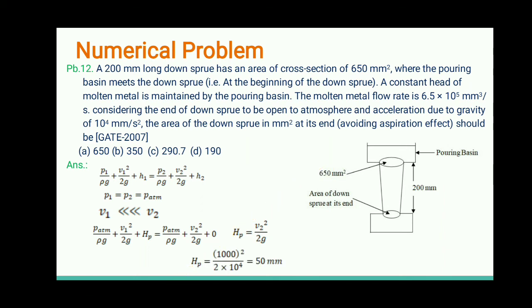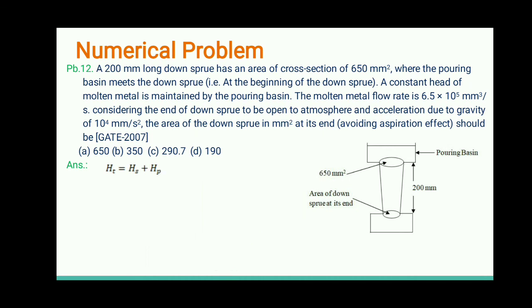From here we can calculate HP. V2 we have recently calculated as 1000 mm per second, and g is also given to you, 10 raised to power 4. So from here HP will be equal to 50 mm. Now the total height will be equal to HS plus HP, that is 200 plus 50, that is 250. Now this velocity will be equal to root 2g Ht. This Ht value is 250 mm. When you put this, we get V3 as 2236 mm per second.